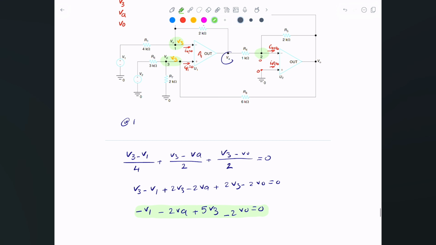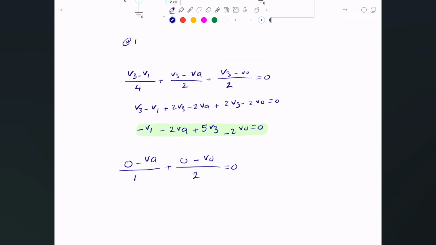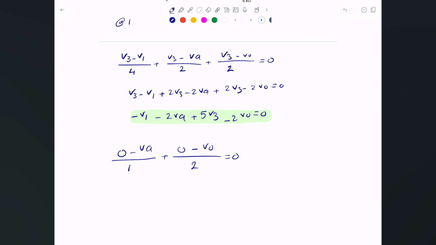All right, so let's write the equation now at node 2, a nodal analysis equation there. That will be 0 minus VA divided by the R4, which is 1 kilo ohm, plus 0 volts minus V naught divided by the R5, which is 2 kilo ohms, and that should be equal to 0. I can multiply both sides by 2. That will be negative 2VA minus V naught equals 0. I'll multiply both sides by negative 1, and that's the second equation.